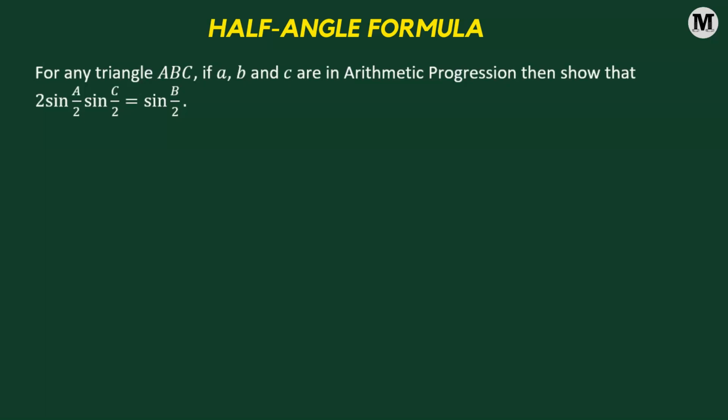For any triangle ABC, it's given that A, B, and C are in arithmetic progression. Then we need to show that 2 times sine of A over 2 times sine of C over 2 equals sine of B over 2. Okay, let us begin.